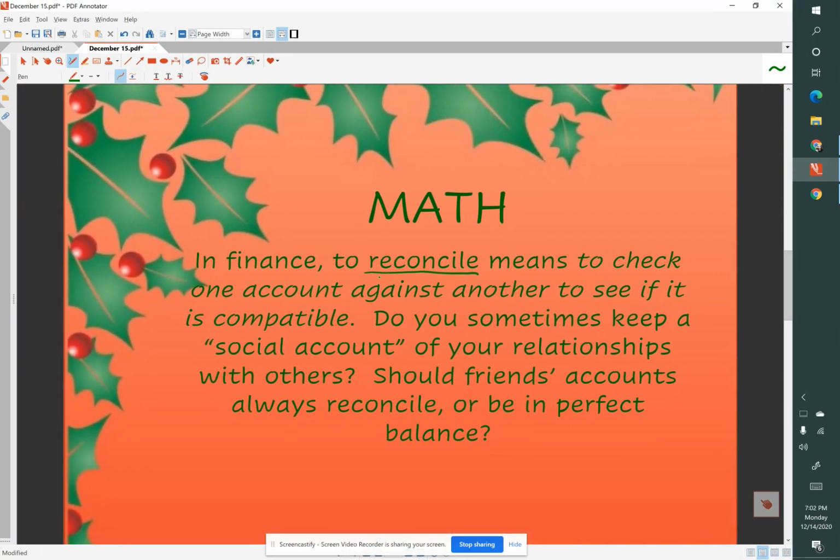Now, in finance, to reconcile means to check one account against another to see if it's compatible. So this idea of reconciliation is what we're talking about today. Do friends have to be reconciled? Do you sometimes keep a social account of your relationships with others? In other words, should your social account always reconcile, or should it be in perfect balance?